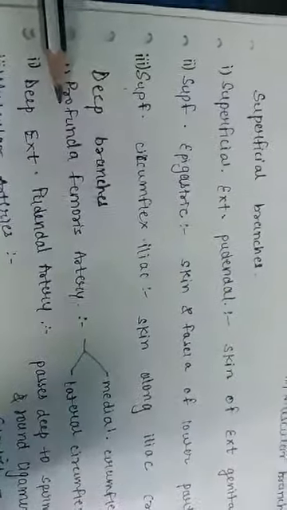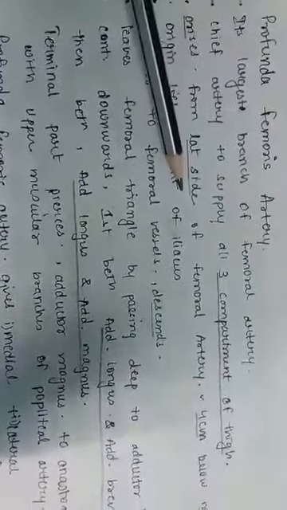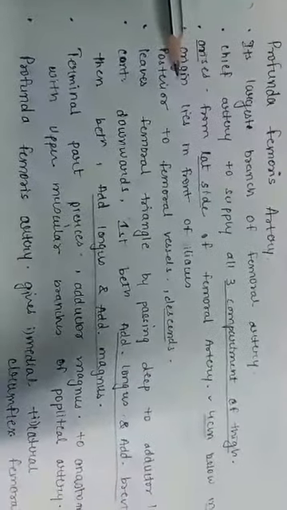First is the profunda femoris artery, that is the main branch of the femoral artery. Let's study the profunda femoris artery in detail. It is the largest branch of the femoral artery and it is the chief artery which supplies all the 3 compartments of the thigh. It arises from the lateral side of the femoral artery, 4 cm below the inguinal ligament, and its origin lies in front of the iliacus muscle. It is posterior to the femoral vessels and descends downward while moving posterior to them.